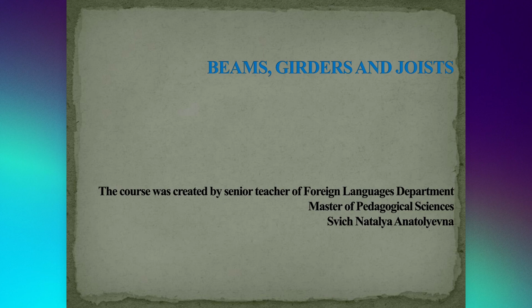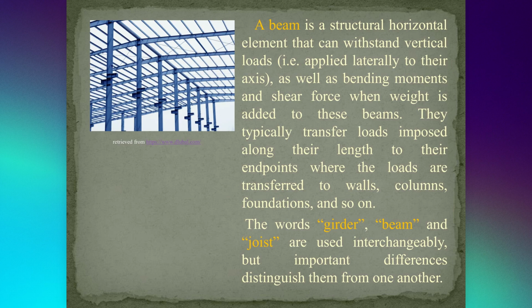Today we are going to discuss beams, girders, and joists. Let's start. A beam is a structural horizontal element that can withstand vertical loads applied laterally to its axis, as well as bending moments and shear force when weight is added to these beams. They typically transfer loads imposed along their length to their endpoints, where the loads are transferred to walls, columns, foundations, and so on. The words girder, beam, and joist are used interchangeably, but important differences distinguish them from one another.